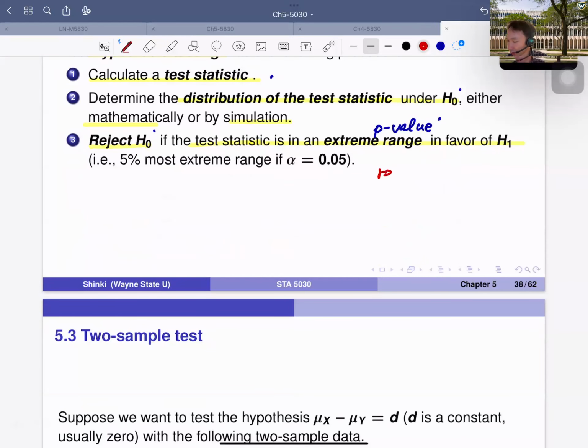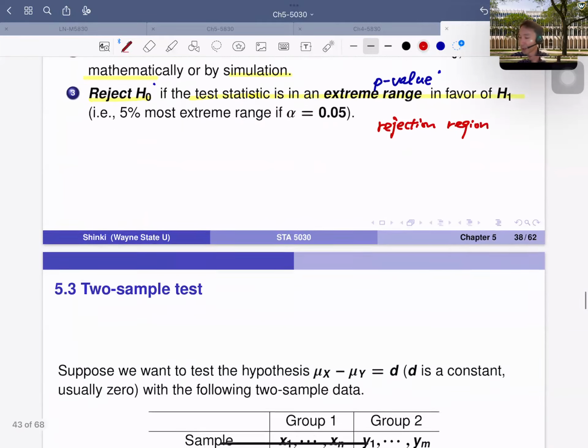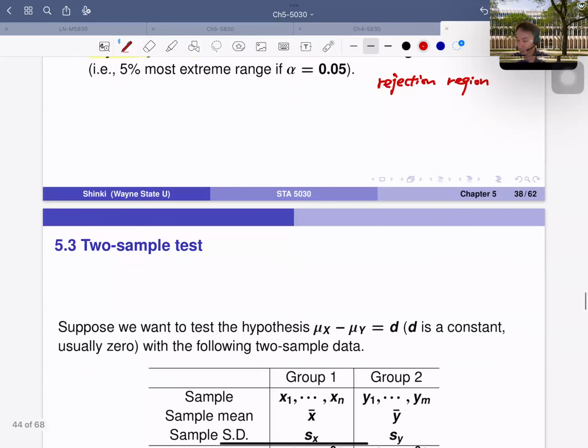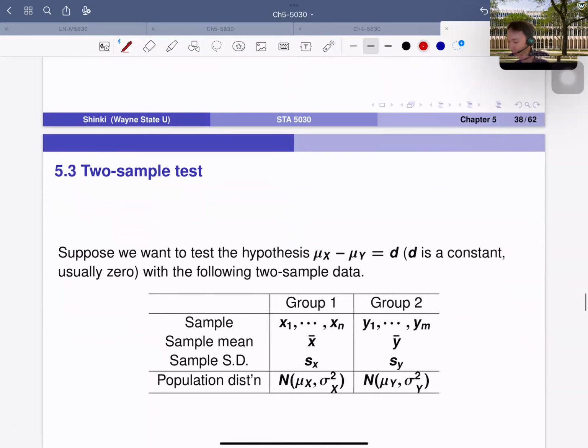Sometimes we just calculate the rejection region. This is another version, but the p-value is a more general idea. So rather than constructing a rejection region, calculating the p-value is more convenient.